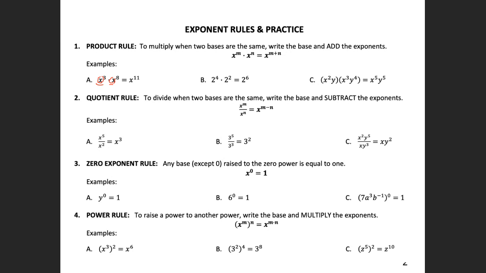Another rule is the quotient rule. If the bases are the same, we subtract the exponent. So if I had x to the fifth over x to the second, I would end up with x to the third because I just subtract 5 minus 2. The zero exponent property says anything raised to the 0 power is 1.